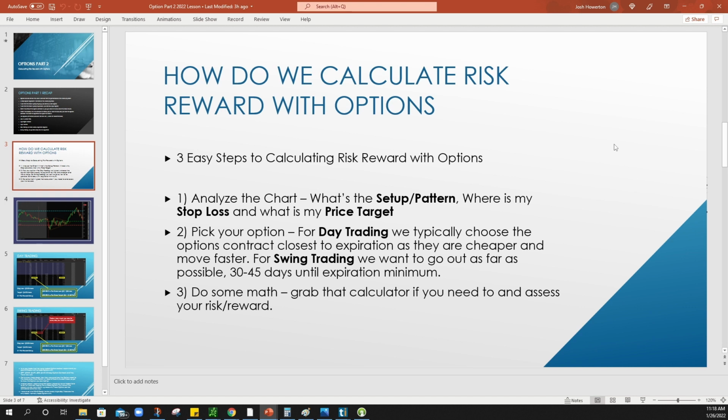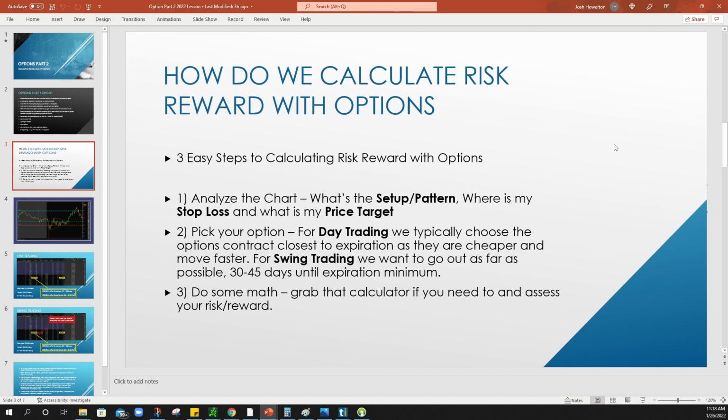Again, for day trading, we typically choose the options contract closest to expiration, as they are cheaper and they move much faster. For swing trading, we want to go out as far as possible, 30 to 45 days until expiration minimum. And again, why is that?